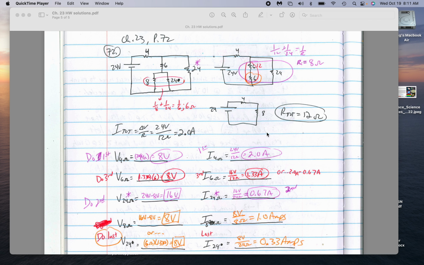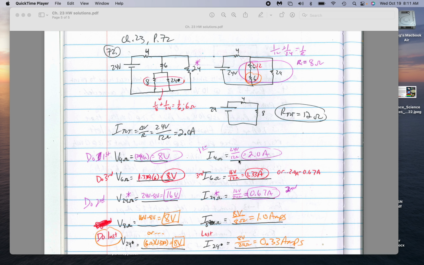So my simplified drawing looks like this. I've got 4 ohms up top and 8 ohms for all this mess on the right side. So the total resistance of the circuit is 12 ohms. The total current for the circuit, 24 volts divided by 12 ohms, is 2 amps. The 4 ohm resistor is all by itself, so I did that work first. I knew that there was 2 amps going through it. It's 4 ohms, that's 8 volts.